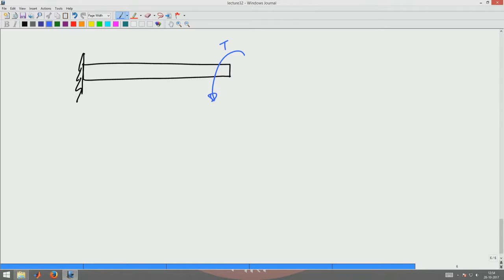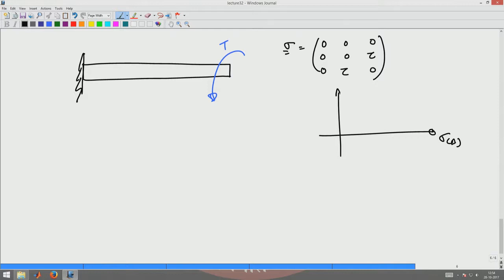So, the state of stress is 0, 0, 0, 0, 0, tau, 0, tau, 0, for example. And the Mohr circle for this has sigma n on one axis and tau n, shear stress, on the other. It will be a circle where this is tau, this is minus tau, this is tau max. In the given plane, the maximum shear stress occurs.